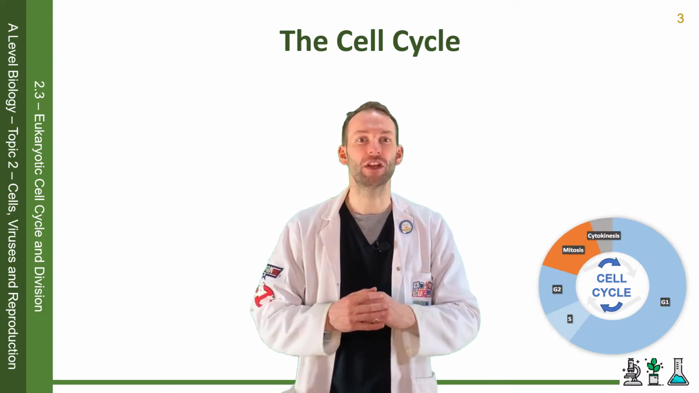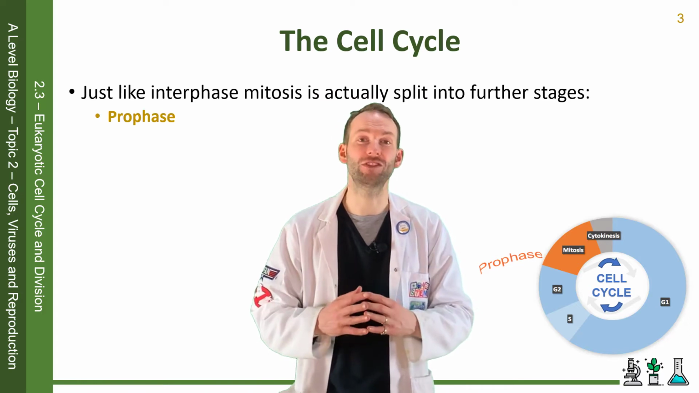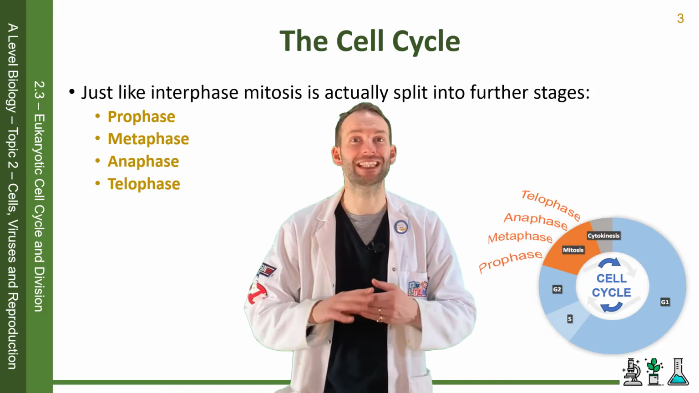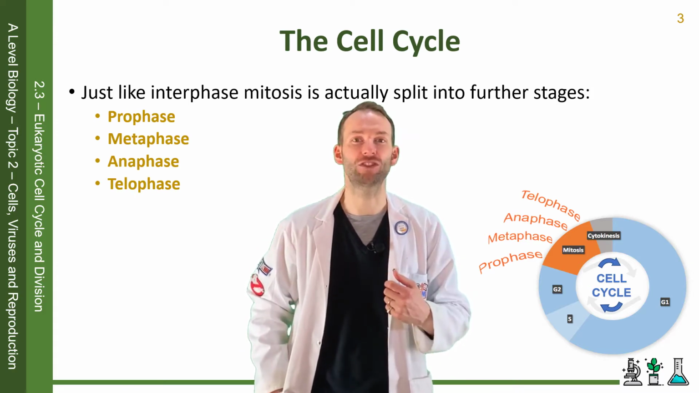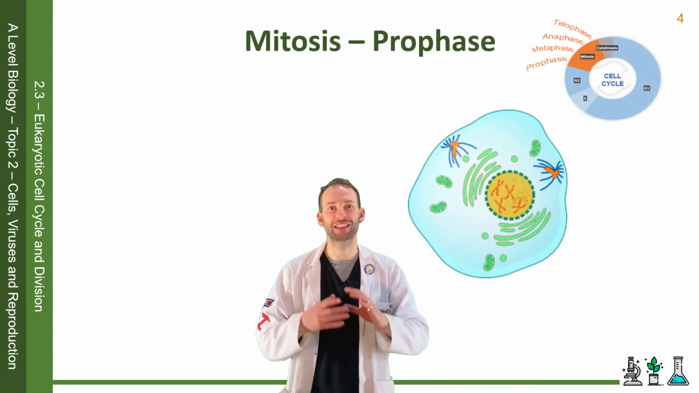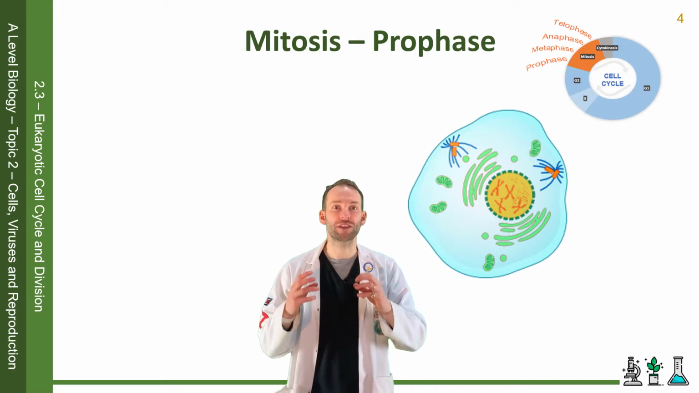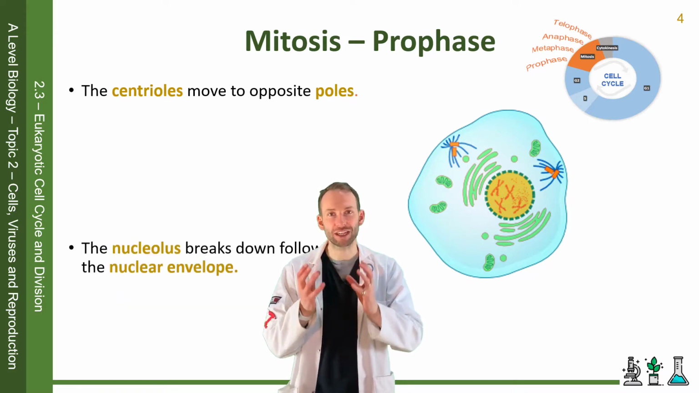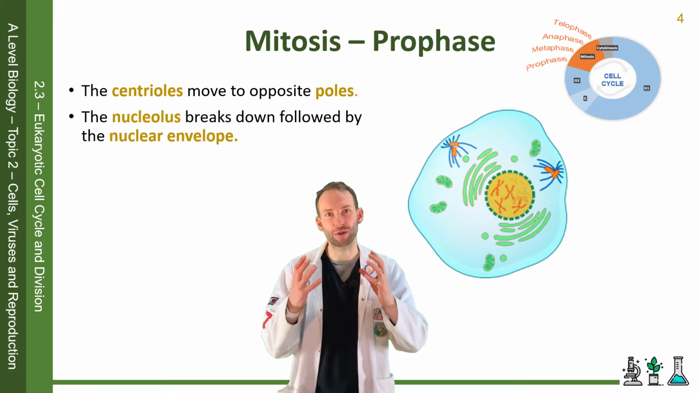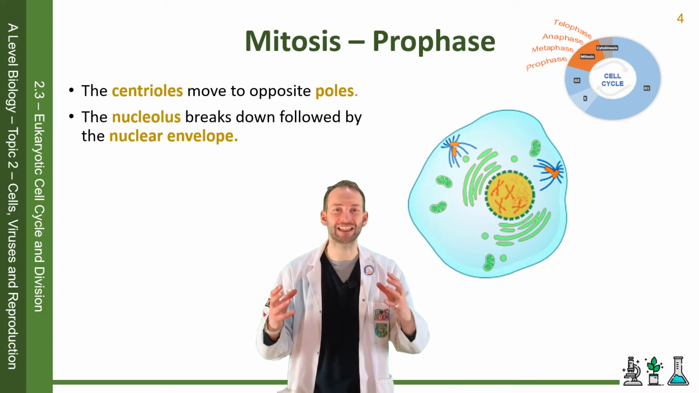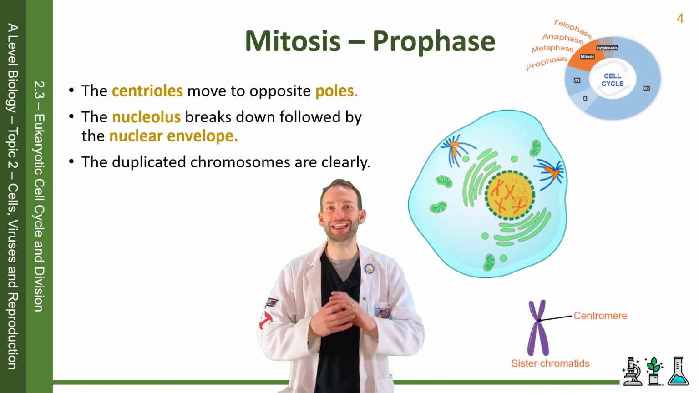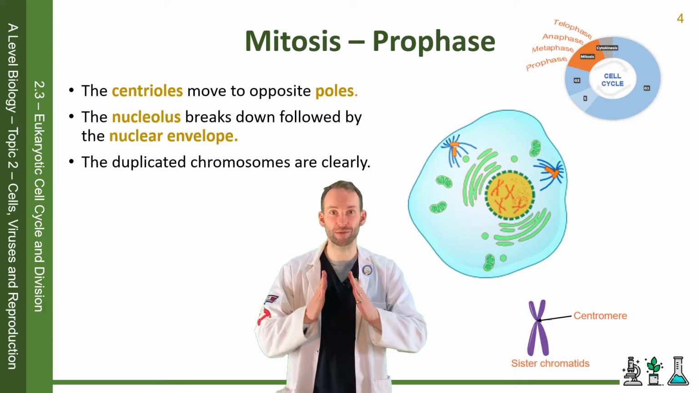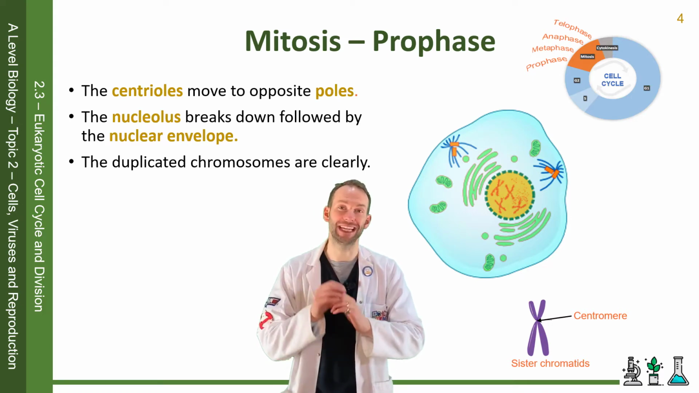So mitosis is split up into four smaller phases called prophase, metaphase, anaphase, and telophase, or PMAT for short. So let's start off with prophase. Now in prophase, the centrioles begin to move to the opposite poles of the cell. The nucleolus and the nuclear envelope break down, disintegrate, releasing the DNA, and the duplicated chromosomes become really clearly visible as two sister chromatids joined by a centromere in the middle.